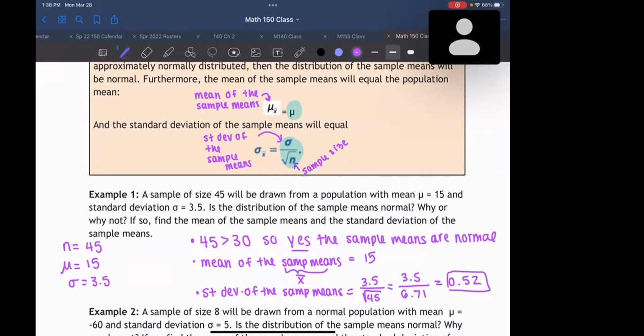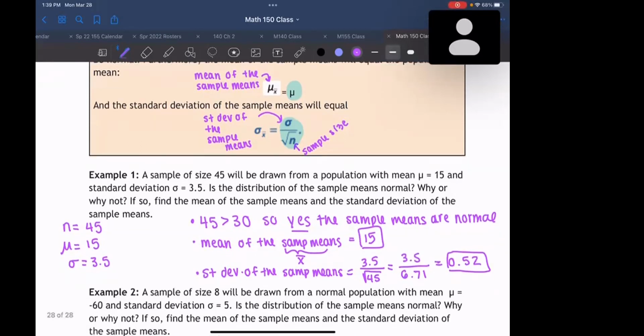Okay. So there were kind of three parts to this question. The first one was to explain why the sample means was normal. Second, finding the mean, and third, doing that calculation to find the standard deviation. Okay. Any questions on example 1? Okay. I'm going to walk you through example 2 and example 3. We might not have enough time to do some on your own, but we'll start with that next class.